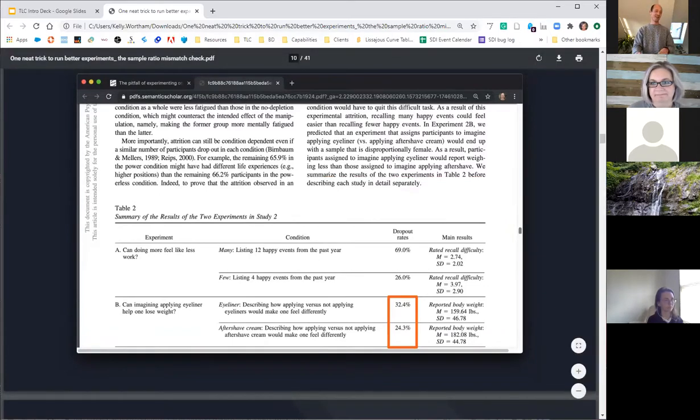Now, if you don't think that this is a problem, right? If you think it's fine to draw the conclusion that thinking about applying eyeliner makes you lose weight, and you want to build your business on things that you learn this way. For example, you want to start a weight loss business where you recommend this to your clients, then you can drop off right now. Because if you don't think this is a problem, then you don't care about SRM.